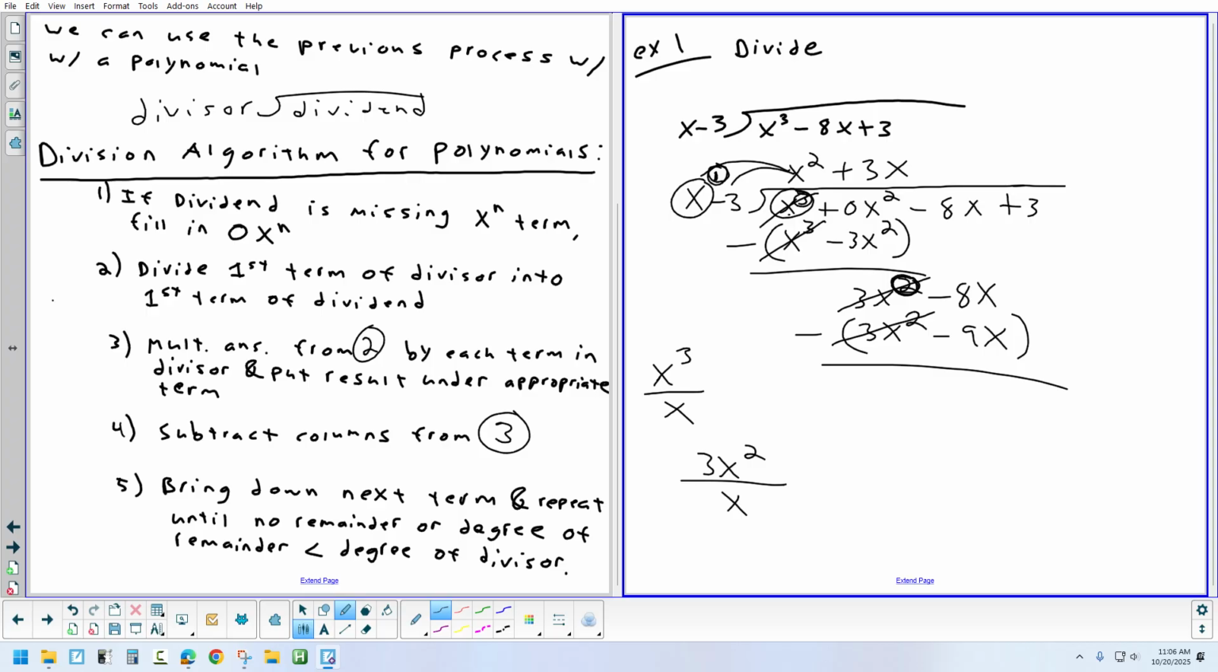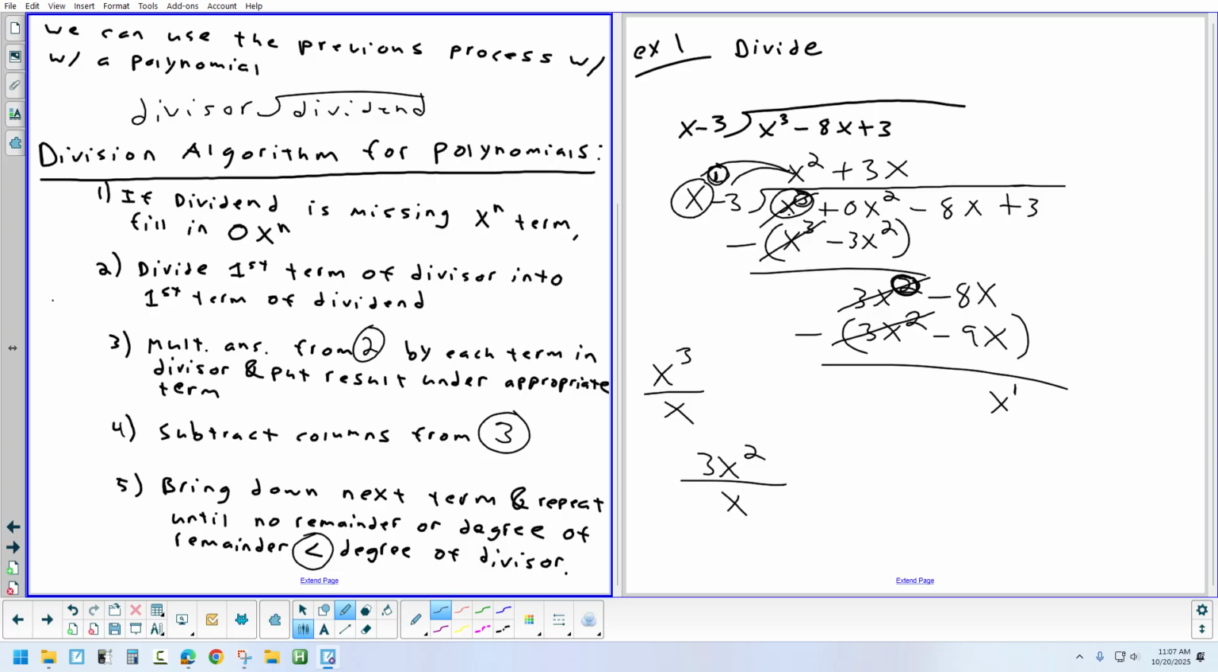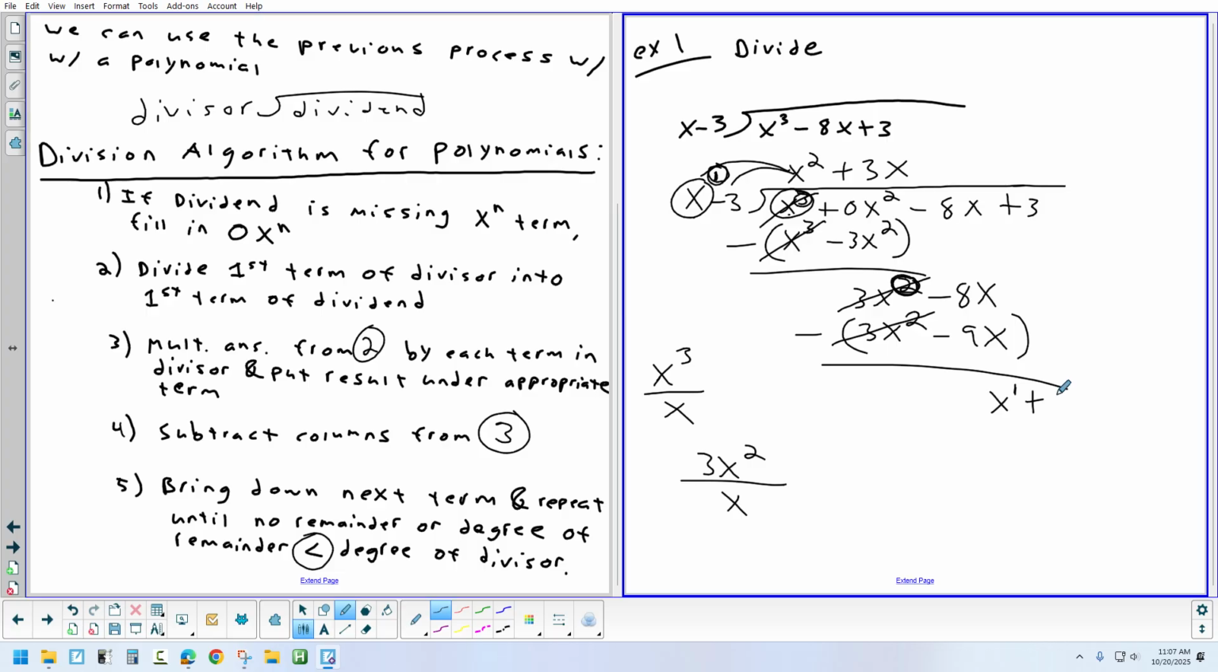And Jack, what's negative 8x minus negative 9x? x. Yeah, because that's going to be negative 8 plus 9, so it's going to be x. Okay. What's the degree on this x now? 1. And what was the degree on this x that we started with? 1. We need to keep going until it's smaller. So this is the last time. Bring down the next term.